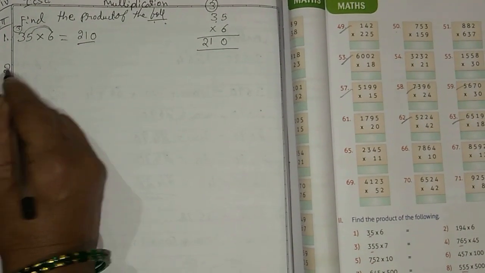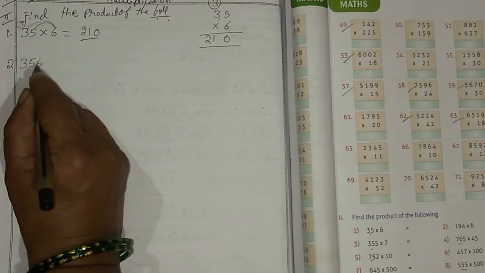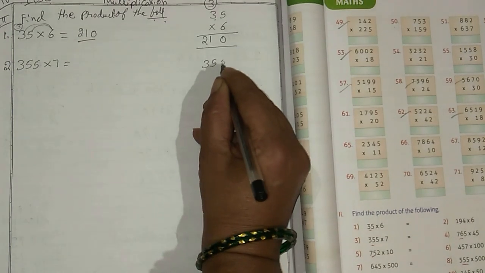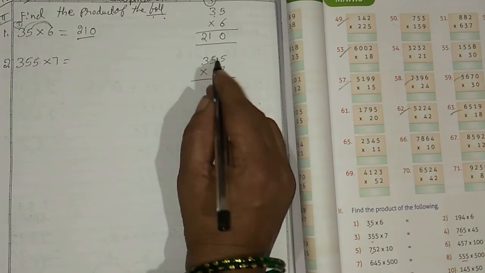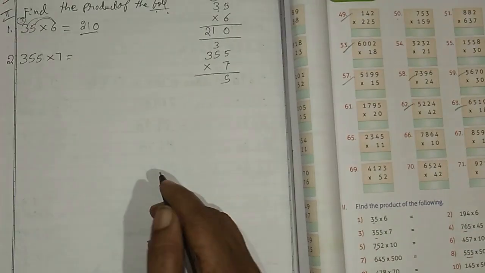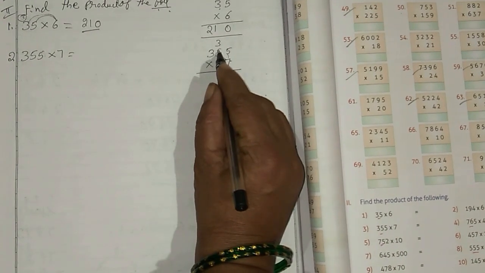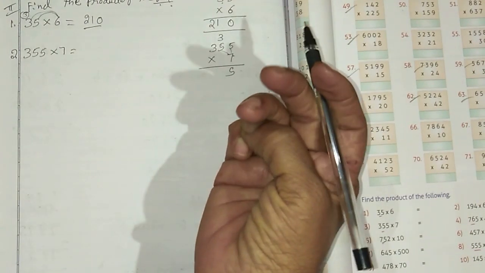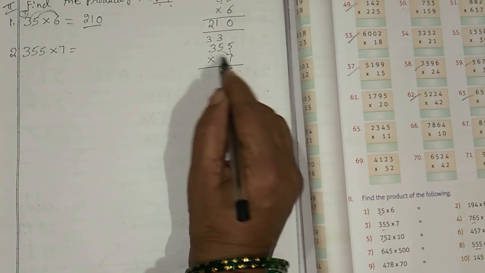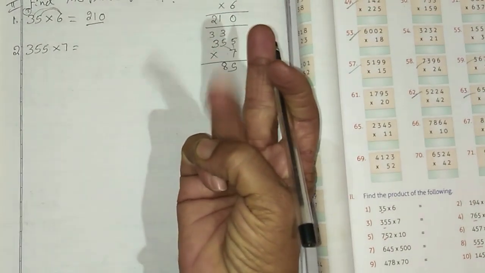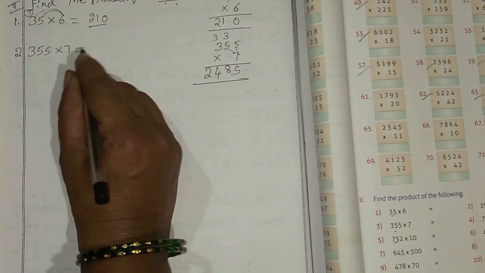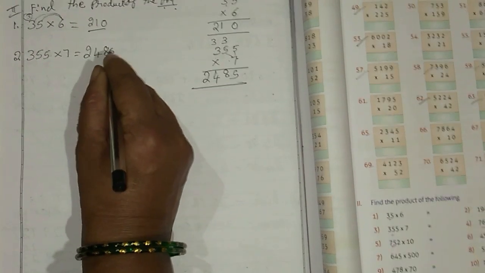Like that, second one, 355 multiplied by 7. If you know directly, you can do. Otherwise, you go for the working column and put like this in column wise. 7 5s are 35, 5, 3 carry, 7 5s are 35, 35 plus 3, 38, 8, 3 carry, 7 3s are 21, 21 plus 3, 24. So, 355 into 7 is 2485.